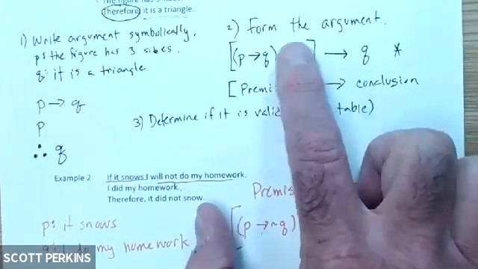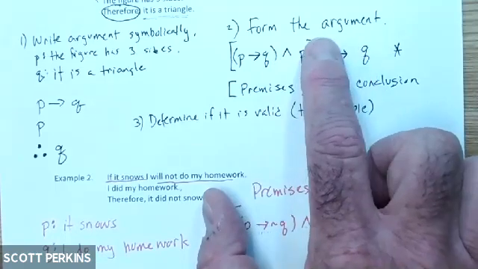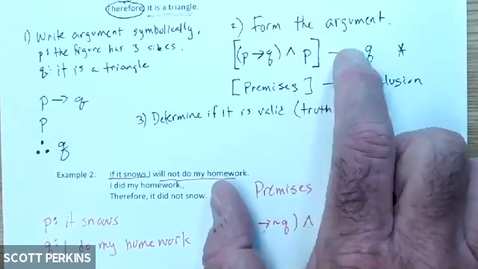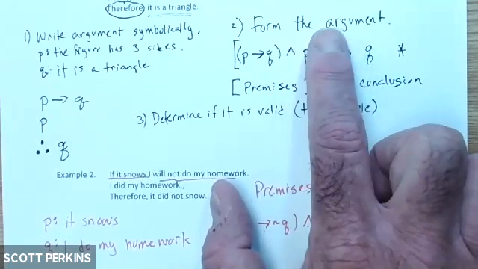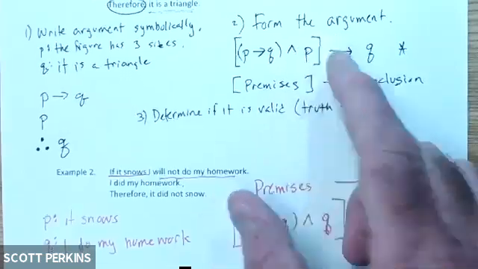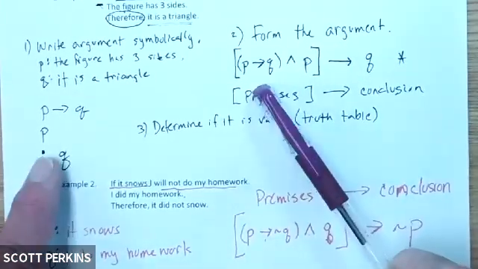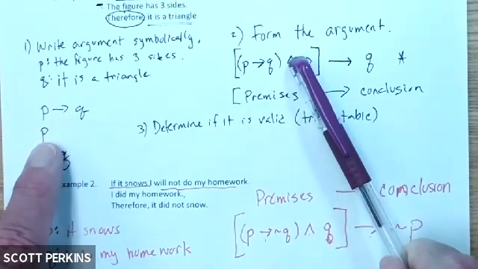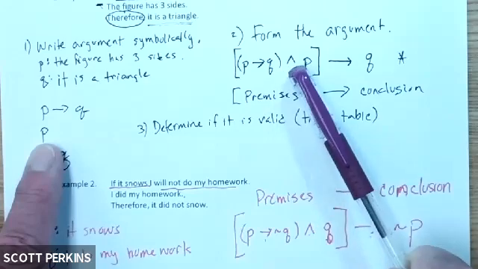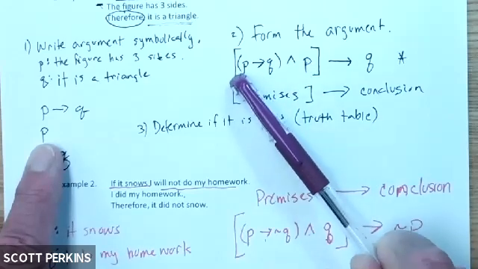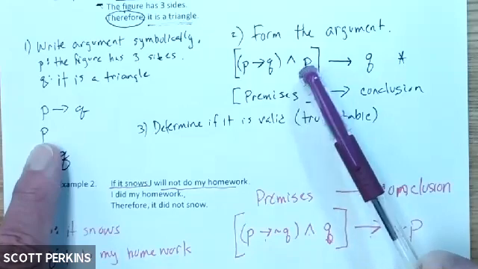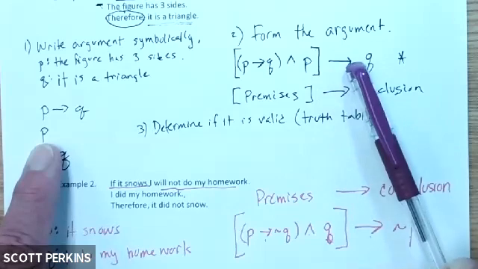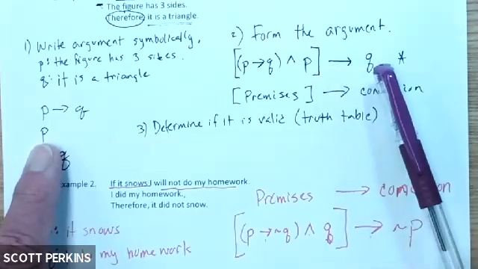Then the second step is really the new stuff, because the third step again is going to be review. The second step is the only bit of new information in showing if an argument is valid or not. We have to form the argument. The way we do that is we take, in this case, 2 premises, if P then Q and P, and we connect them with a conjunction, an and statement. Notice that I've grouped them together with the brackets. Then we say, does that imply, that's what the arrow is, does that always lead to the conclusion Q?